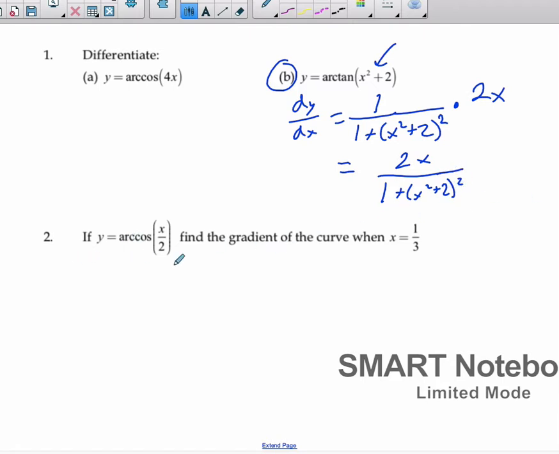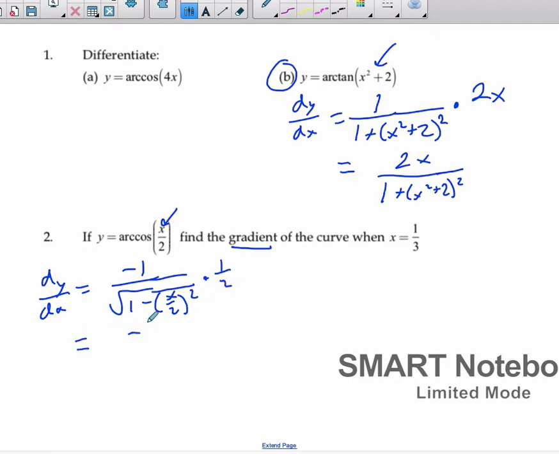Okay, we're going to do number 2. Find the gradient of the curve when x equals 1/3. So we'll find the derivative first. So the derivative of arc cosine is negative 1 over root 1 minus x over 2 squared times the derivative of what's inside the brackets by chain rule, which is half.